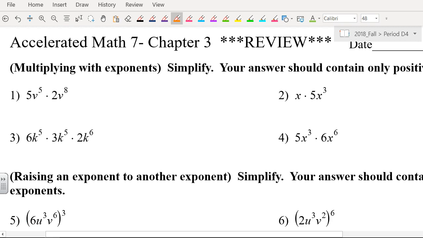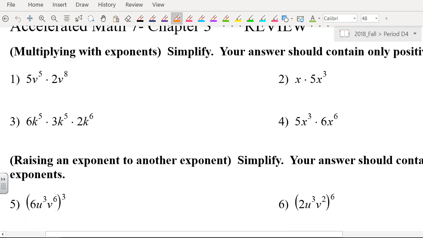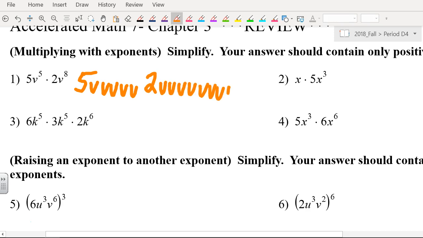Please tell us how to expand this. So you write 5 times 2, which are the bases. Well, let's write them out one by one first. So 5v to the 5th power times 2v to the 8th power. That's already written out. I want you to expand. 5v times 2v. We need to expand 5v to the 5th: v, v, v, v, v, times 2v to the 8th: v, v, v, v, v, v, v, v.